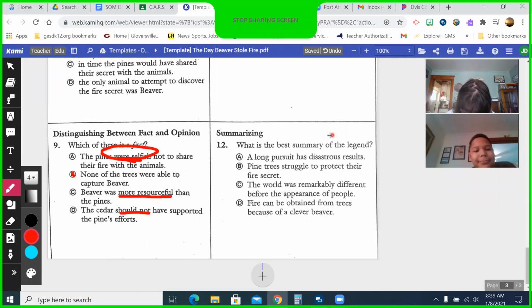Last one, number 12, and I'm going to read it because the bell just rang, is D. Fire can be tamed with trees because of a clever beaver. Haley, do you still have a question or comment? Quickly, hon. No, you're good?